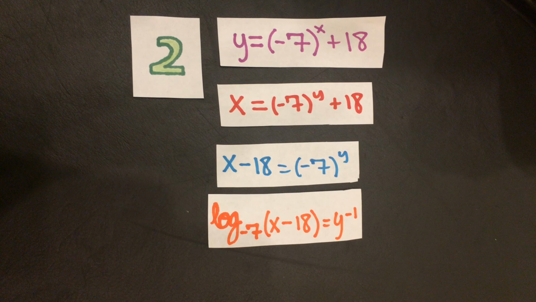Since negative 7 was the base of the exponent, it becomes the base of the log. You're allowed to have a negative base since negative 7 was in parentheses. The x minus 18 goes in parentheses, and the entire thing is equal to the inverse of y.